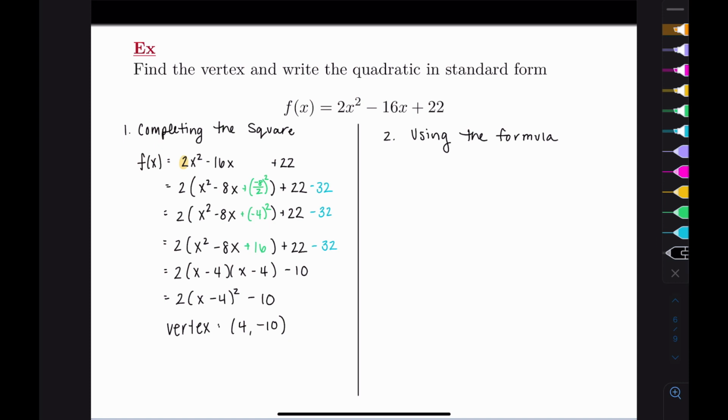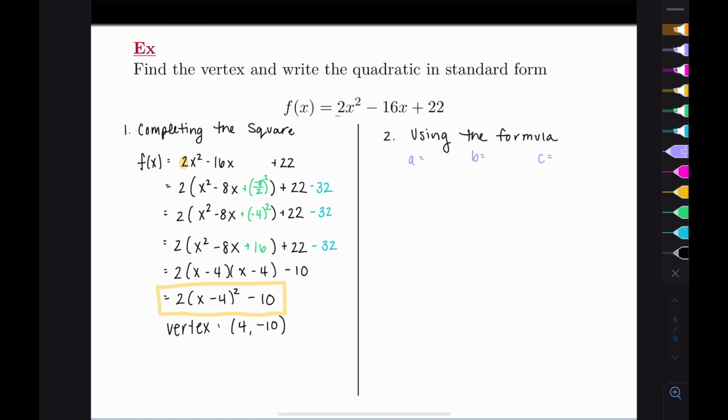All right. So this is one way we can do it, but now let's do this a second way using the formula. The advantage of this one is I have it in standard form already, but we can still do the same from here. So what I need to do is I need to figure out my values of a, b, and I'm going to do c for good measure.